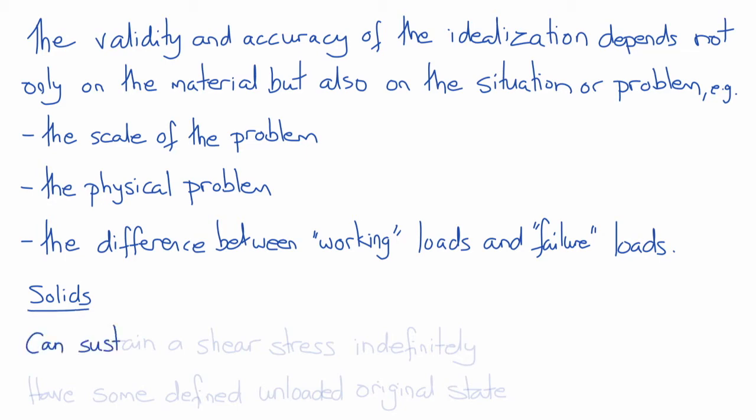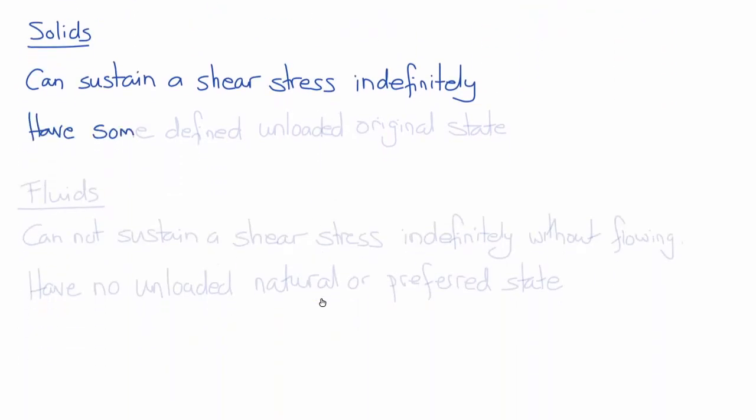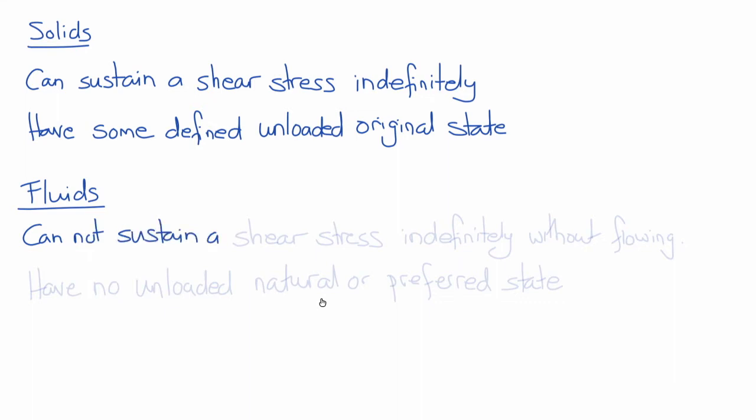Now, as we know, there are different types of continua that are all governed by the universal equations of continuum mechanics. The main difference between solids and fluids is that solids can sustain a shear stress indefinitely without flowing, and they usually have some defined, unloaded, or original natural state. Fluids, on the other hand, cannot sustain a shear stress indefinitely without flowing, and they have no particular unloaded natural or preferred state.